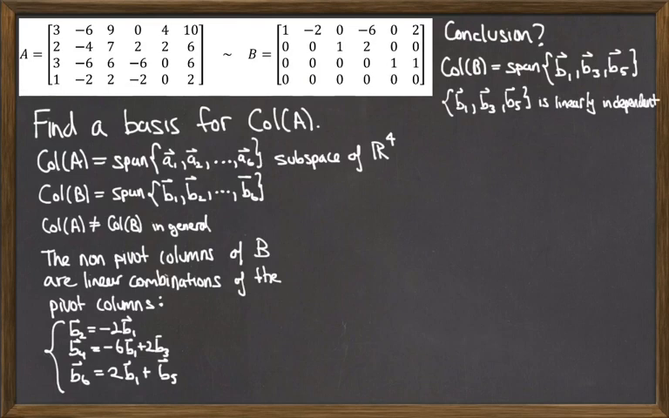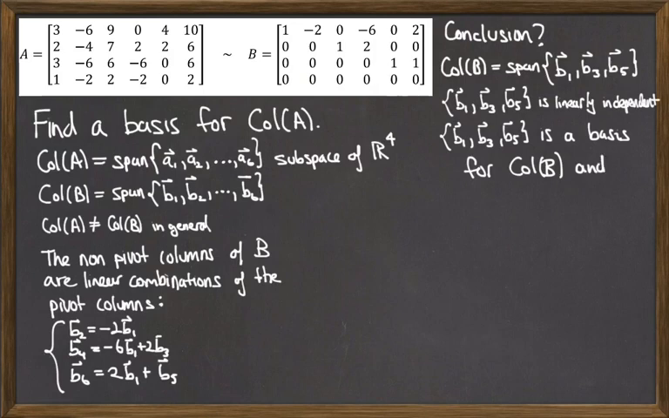I'm specifically focusing on the pivot columns, and as such I will get linearly independent vectors. So they span and they are linearly independent, and that means this set of 3 vectors is a basis for the column space of B. And moreover, we can count the number of vectors in that basis. There are 3 in that set, so the dimension of the column space of B is 3.